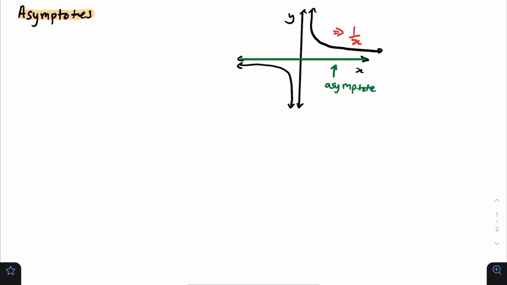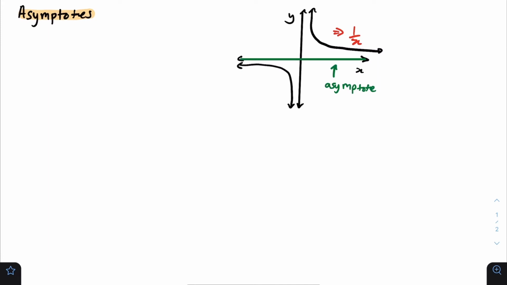There are three types of asymptotes: horizontal, vertical, and oblique. Horizontal and vertical asymptotes are pretty self-explanatory, but oblique asymptotes are actually lines and curves. That gets more complicated. You won't learn that in the IGCSE course; you'll learn about that in future math courses.